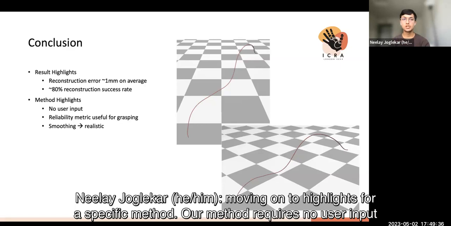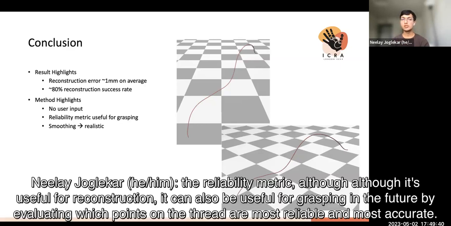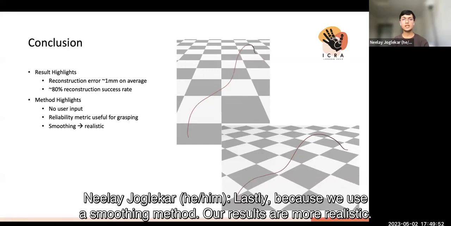Moving on to highlights for our specific method, our method requires no user input. The reliability metric, although it's useful for reconstruction, can also be useful for grasping in the future by evaluating which points on the thread are most reliable and most accurate. Lastly, because we use a smoothing method, our results are more realistic.